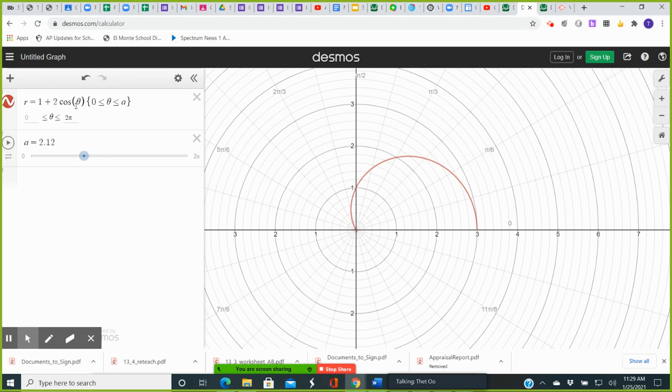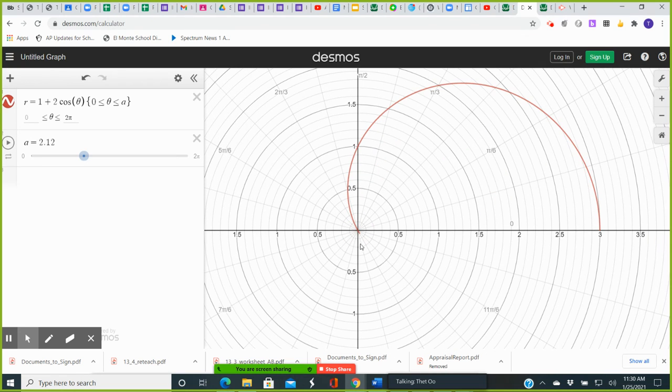You need to find cosine of 2 pi over 3. Cosine of 2 pi over 3 is negative 1/2. 2 times negative 1/2 is negative 1. 1 plus negative 1 is 0. So when you get to theta is equal to 2 pi over 3, you get this point at the pole with coordinates 0, and the angle would be 2 pi over 3. So remember that, 2 pi over 3.